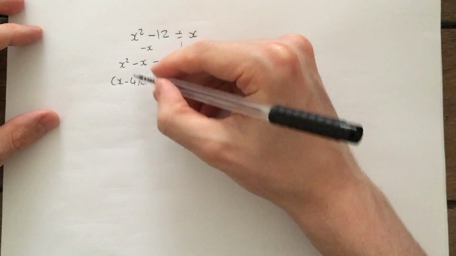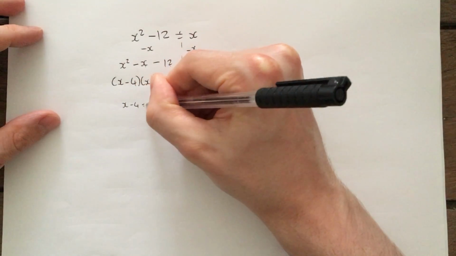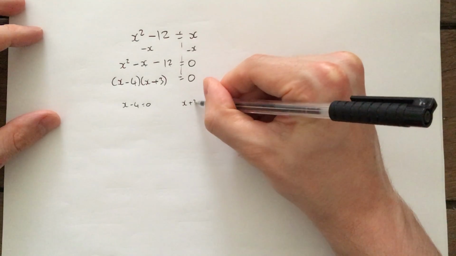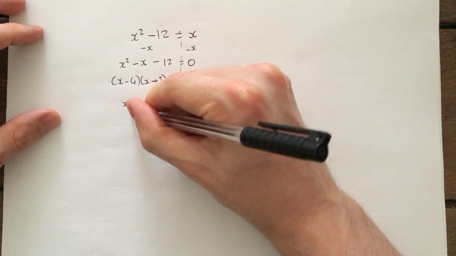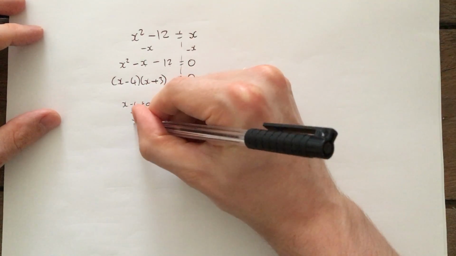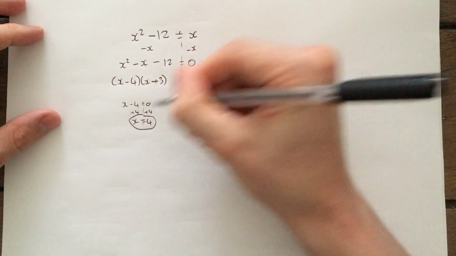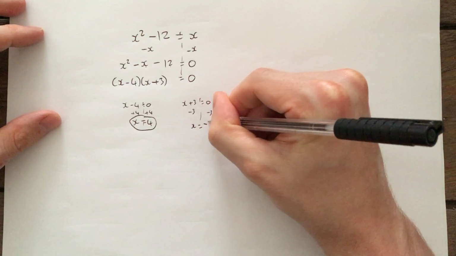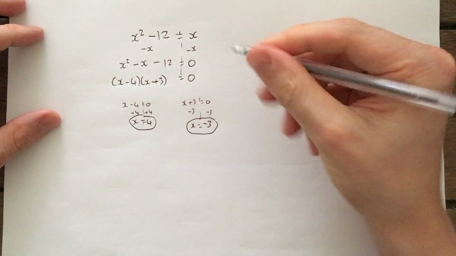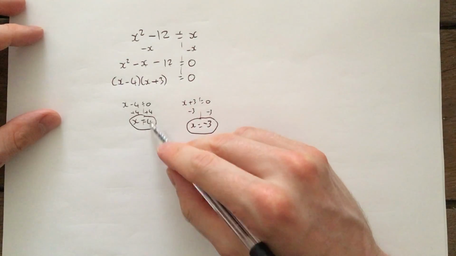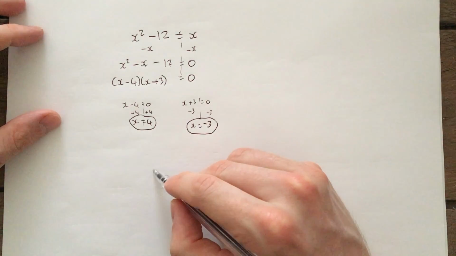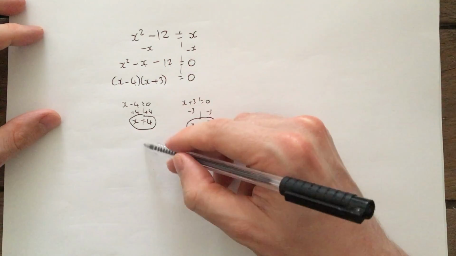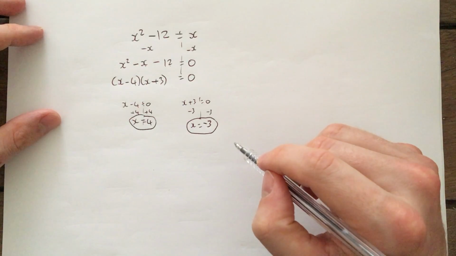And then can I solve it? X minus 4 equals 0. X plus 3 equals 0. Add 4, x equals 4. Minus 3, x equals negative 3. Okay, I'm not going to draw the graph, but if I were to, you have the value of 4 here, negative 3 here, negative 12 down there, and it would look a little bit like that.